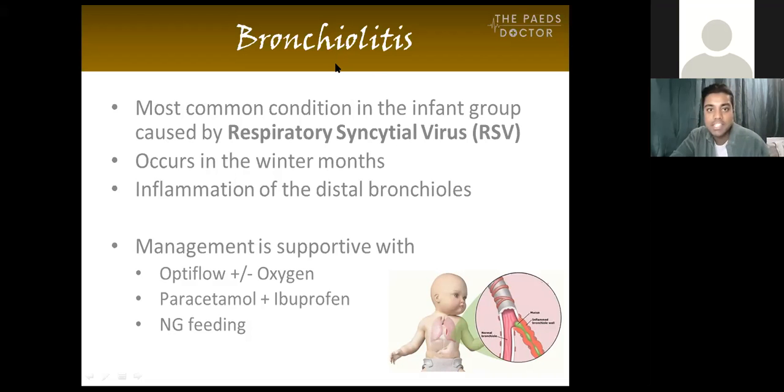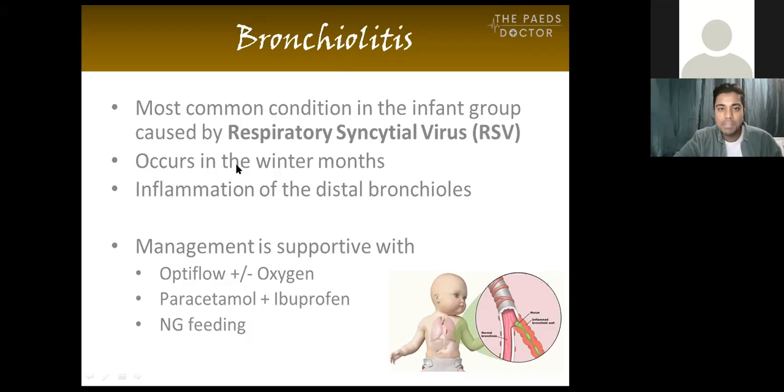Would you do a septic screen for all of these cases, or just if they seem very unwell? Yes, exactly. Any child who appears unwell with red flag symptoms, you would do a septic screen without doubt. If they're otherwise well, then there's no need to do any of that. But if they are looking septic, you have to do a septic screen.